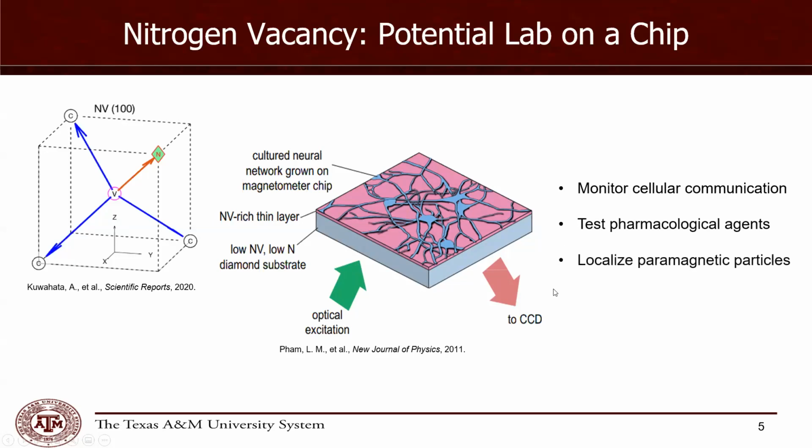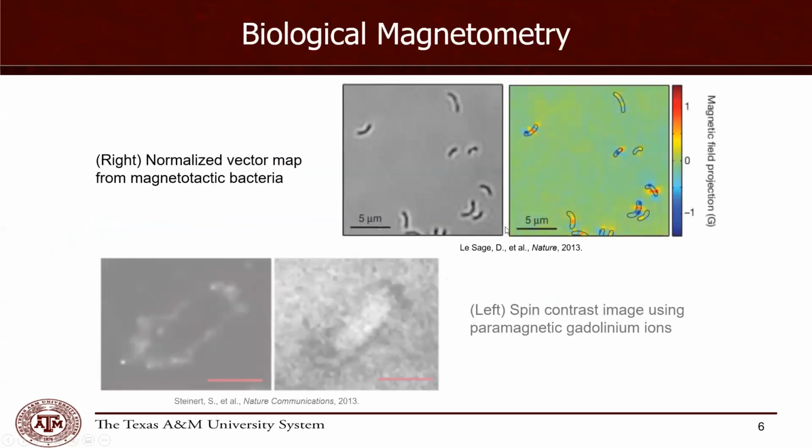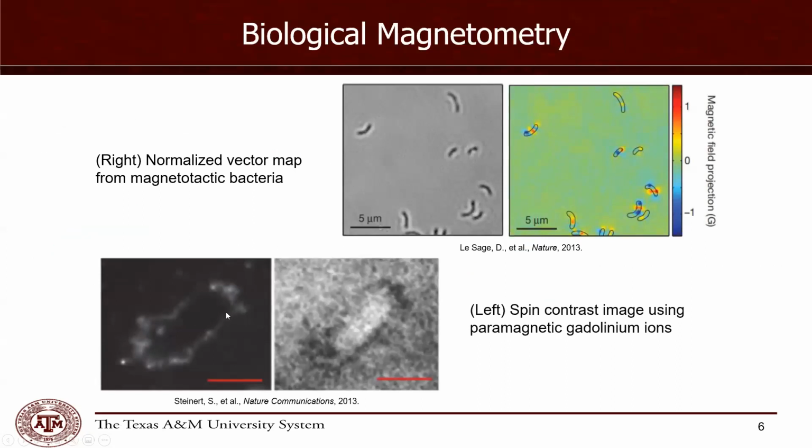Also localizing paramagnetic particles, which has become of interest of late, especially with the gadolinium based contrast dyes and MRI imaging. We want to know where are those going. So in the bottom left image, we can see paramagnetic gadolinium bound to cells, showing a contrast with the cell membrane in the intensity map on top of a bulk NV sensor.